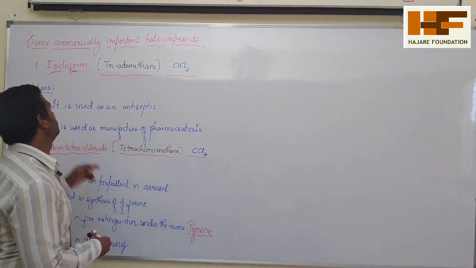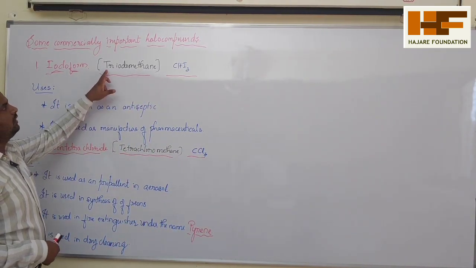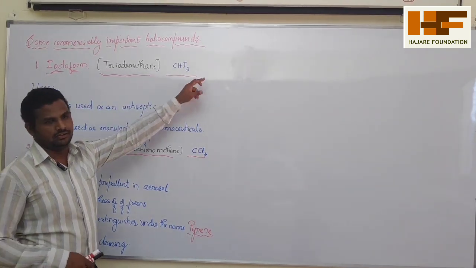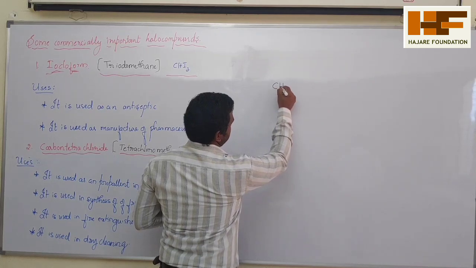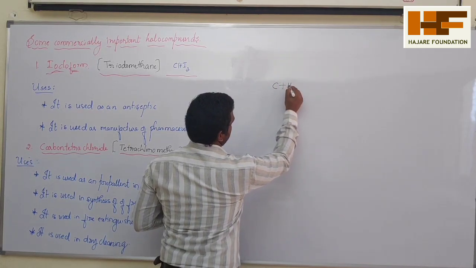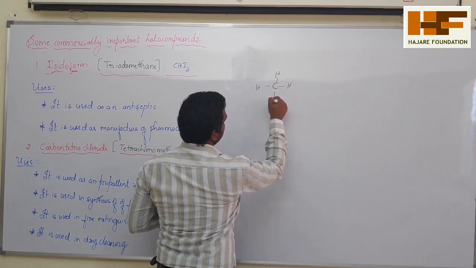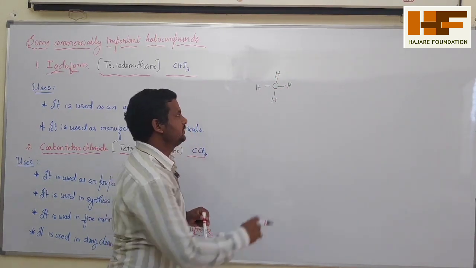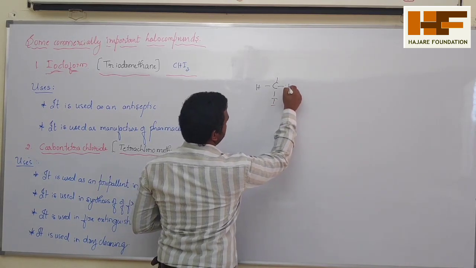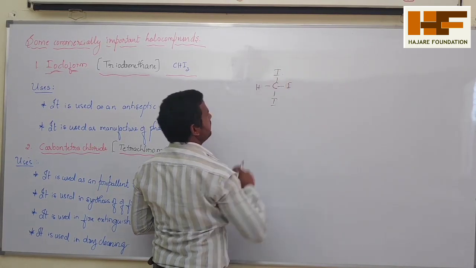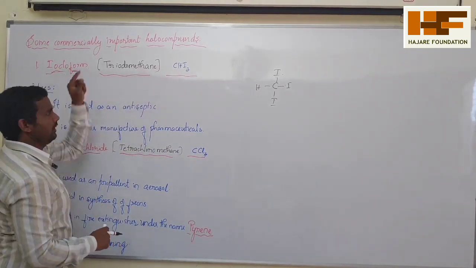Come to the first one, that is iodoform. Iodoform is called triiodomethane. If you consider methane, CH4, and replace all these hydrogens with iodine, we call it CHI3, which is nothing but iodoform.